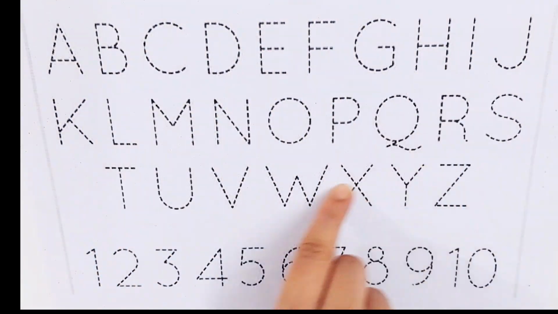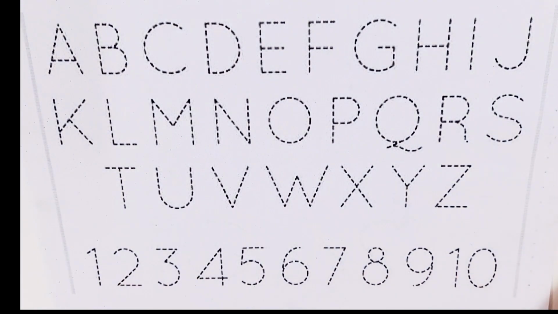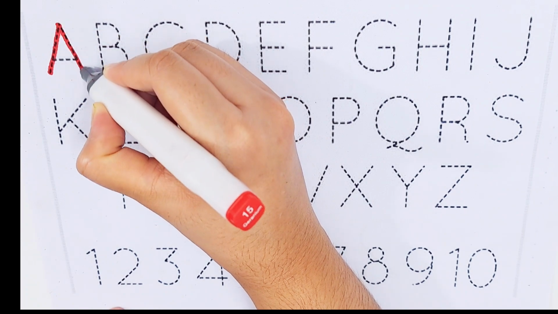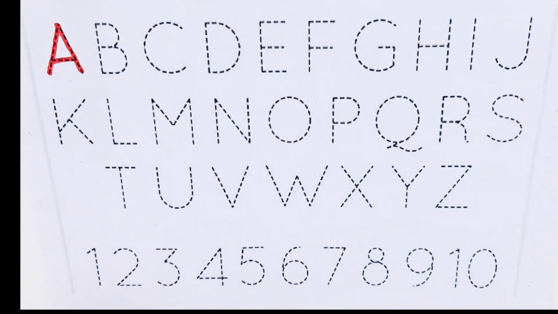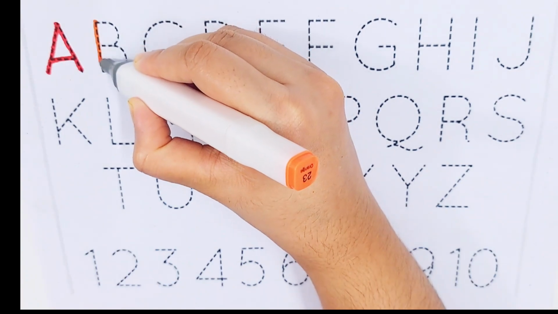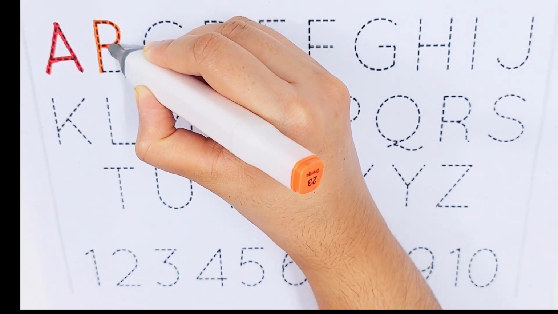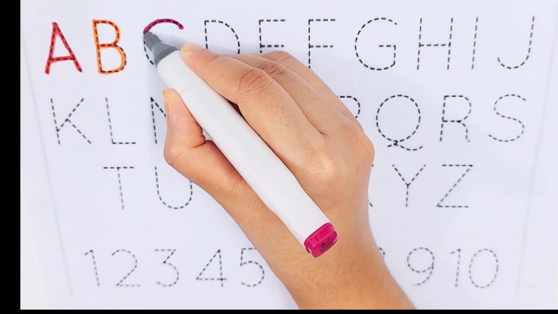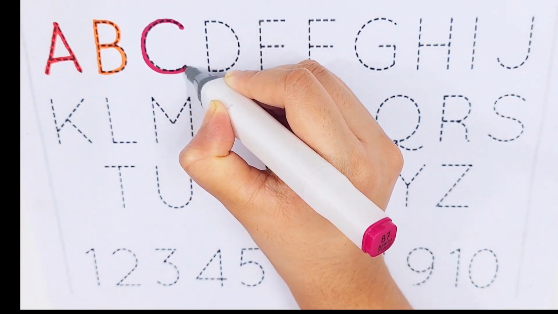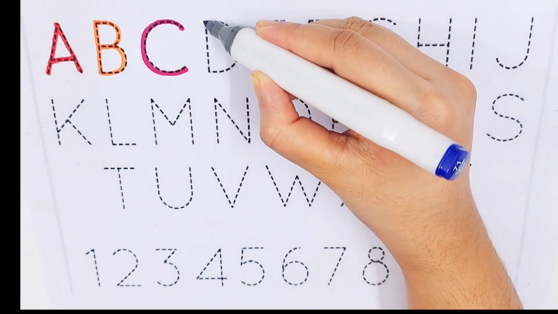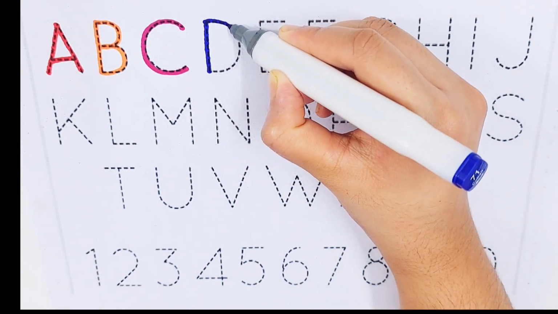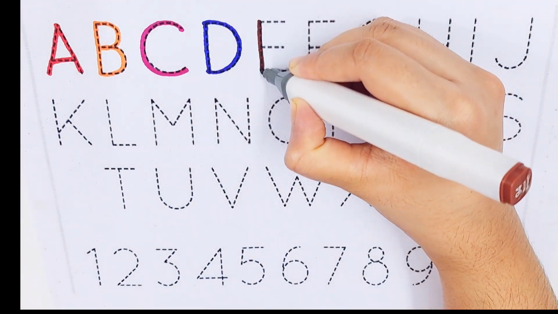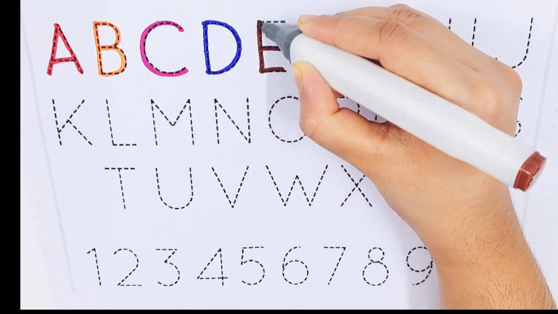Today we are trying to learn some alphabets and numbers. A for aeroplane. B for banana. C for cherry. D for dolphin. E for elephant.